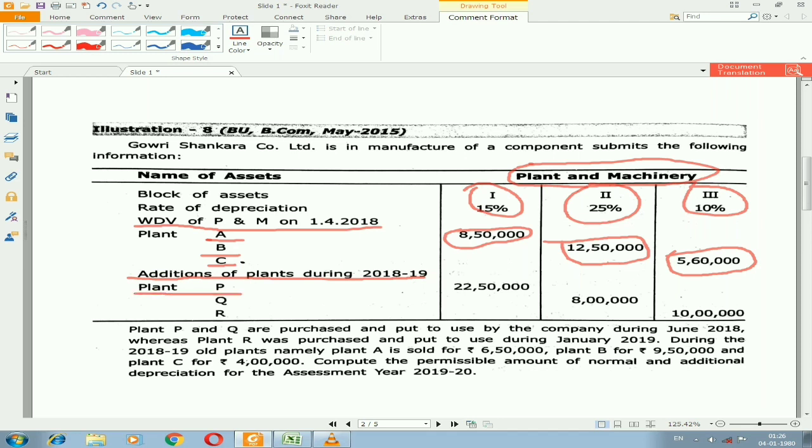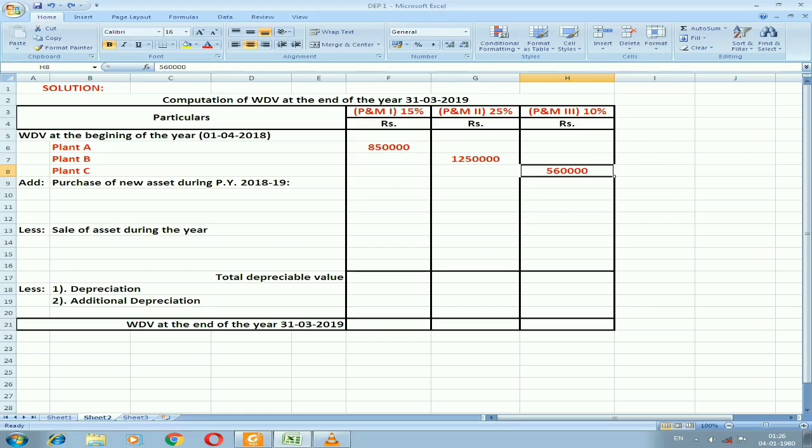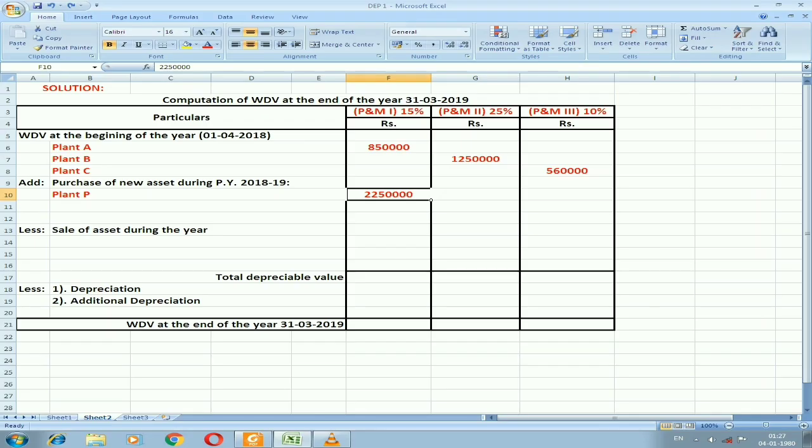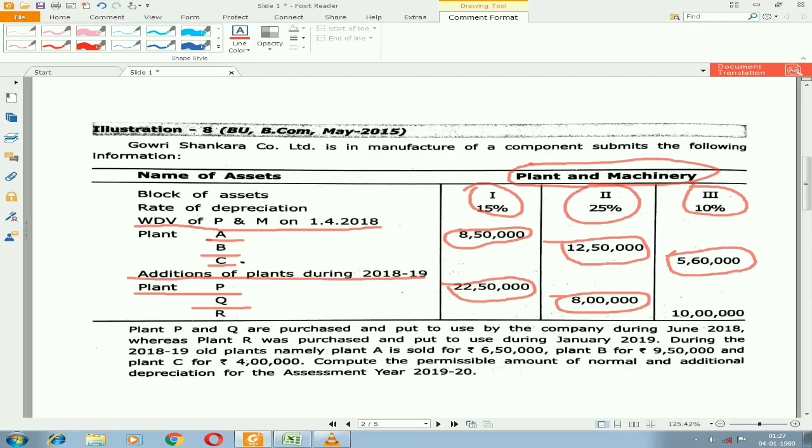So we have first one, plant P for block 1, which is plant P 22,50,000, that I'm supposed to add in the first column. So let me enter it. Plant P, amount of rupees 22,50,000. Next, I am supposed to consider plant Q, which is the amount of rupees 8 lakh. So this 8 lakh I'm supposed to consider under block 2. So plant Q, which is related to block 2, 8 lakh.